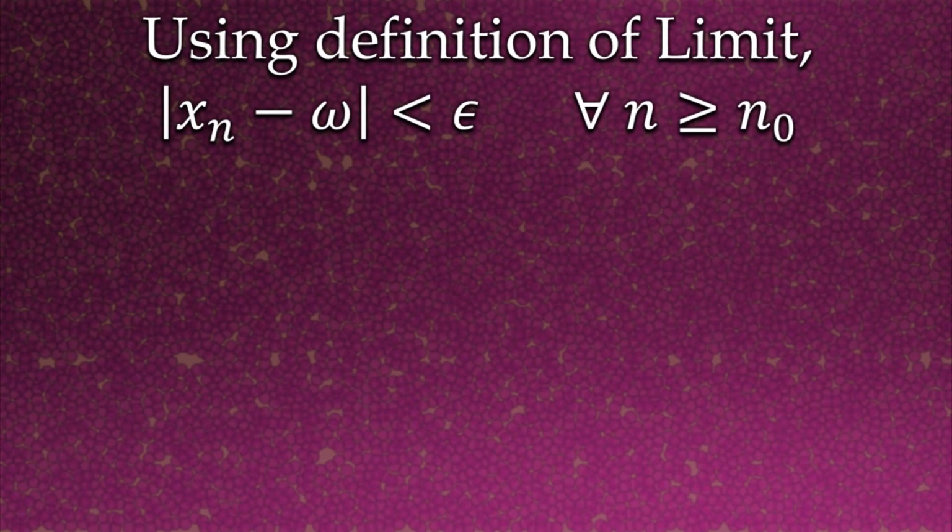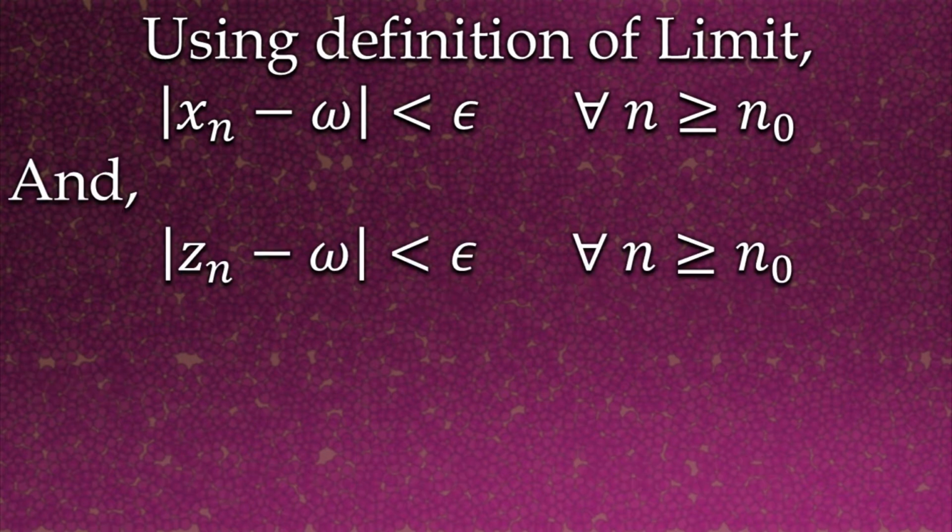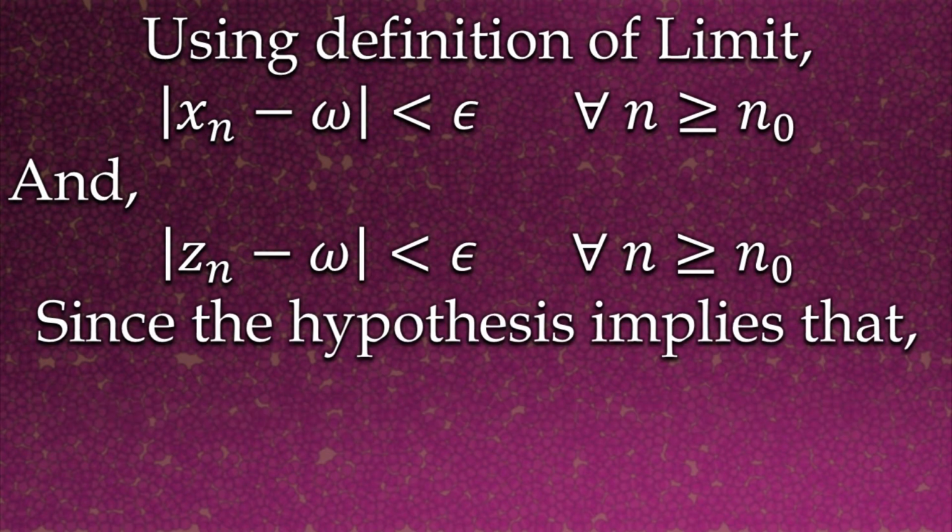Now, by definition of limit, we can say that the distance between xn and omega is always less than epsilon for all n greater than or equal to n naught, because omega is the limit of xn. Same goes for zn.